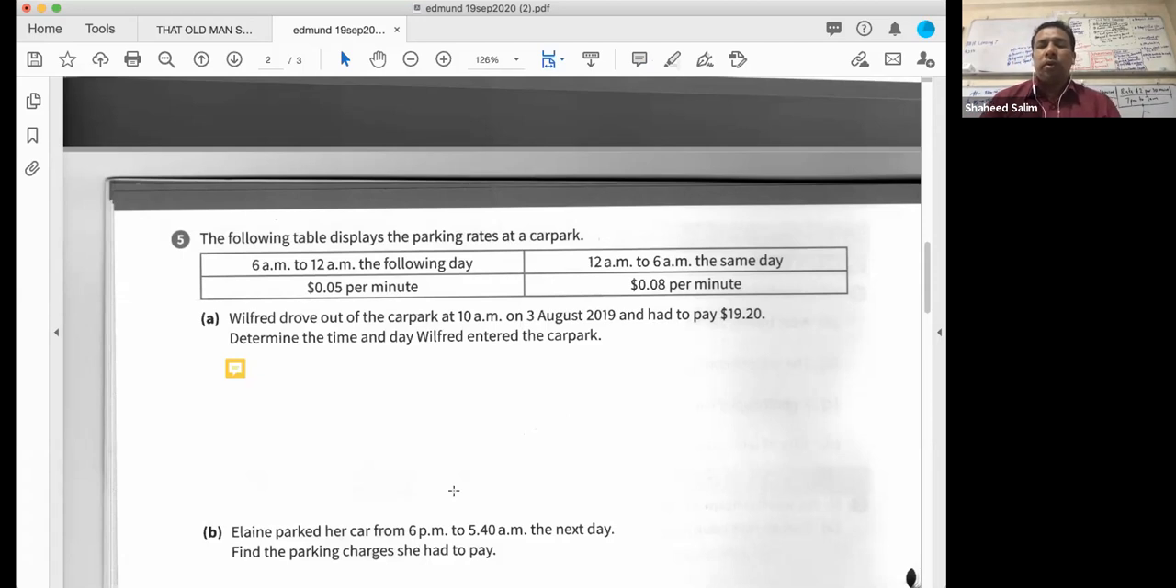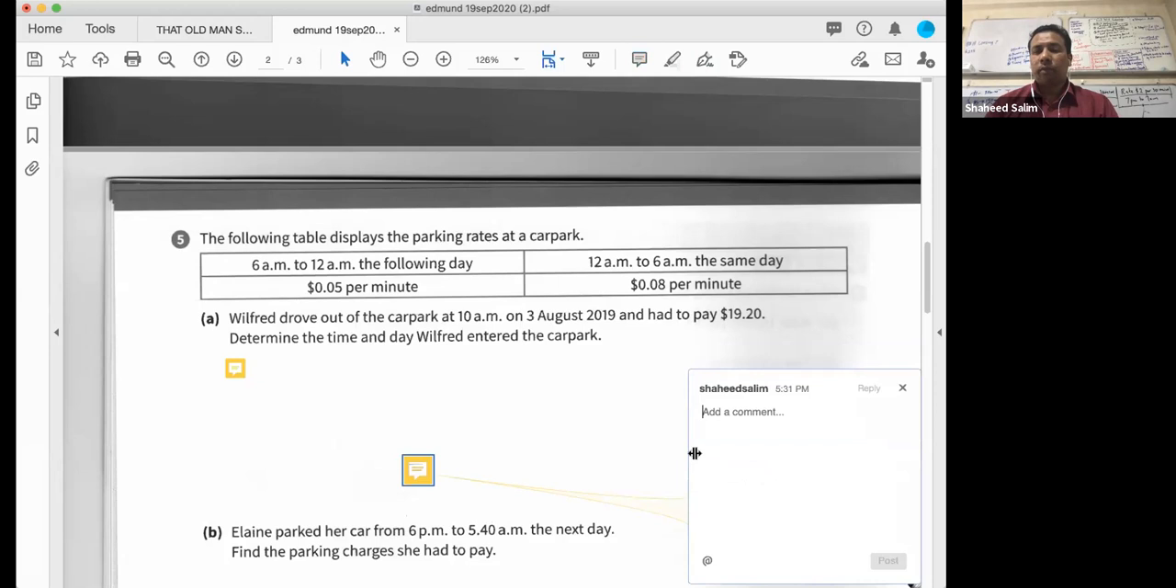So now she parks from 6 p.m. to 5:40 a.m. Now from 6 p.m. to 12 midnight is one type of charge, one type of rate. From 12 a.m. to 5:40 is another rate. So now we've got to divide it into two types of rates.